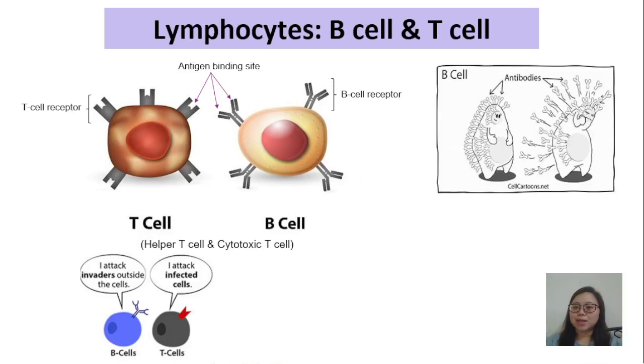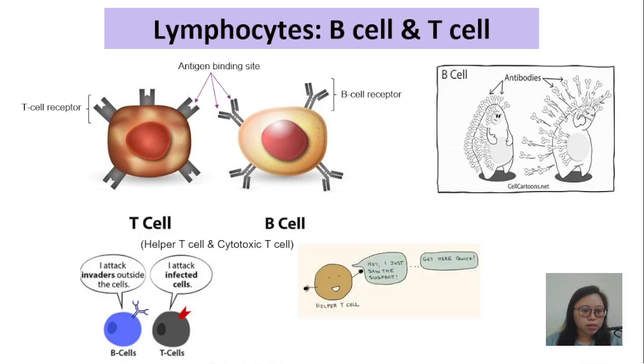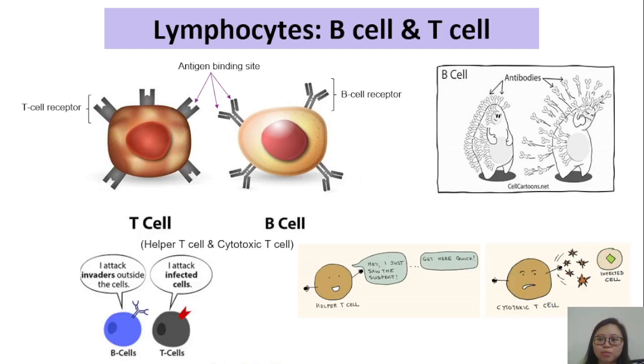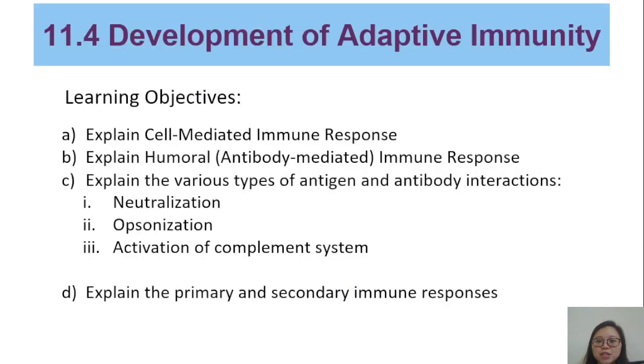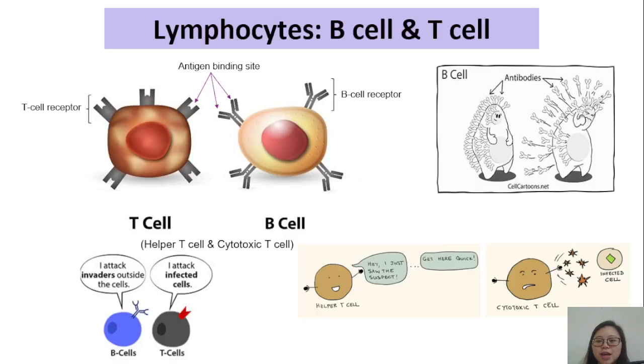B cells are the ones that produce antibodies. T cells are the ones that would be killing, and helper T cells will be the ones that will identify the pathogen and kind of just let the other cells know who to attack. Cytotoxic T cells will be the one producing granzyme and perforin, which are two enzymes that it uses to kill infected cells. So that is it for 11.3.